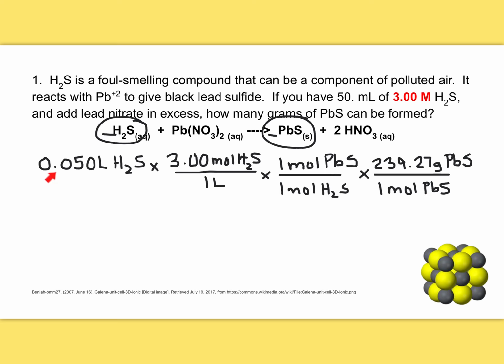From here, we do the math, 0.050 times 3, and times 239.27 grams, and that gives us a final answer. The final answer is 36 grams of lead-2 sulfide. I'm limited to 2 significant digits because of this volume right here, and that's it.